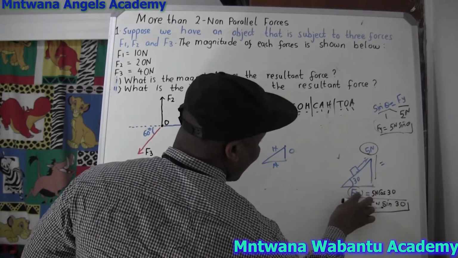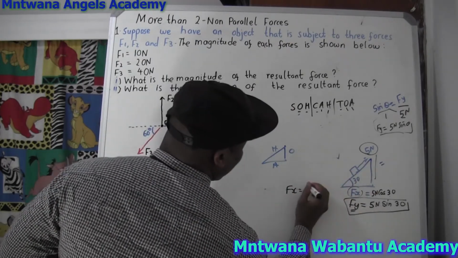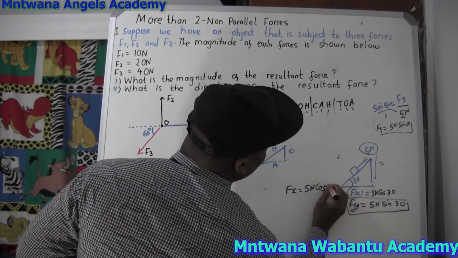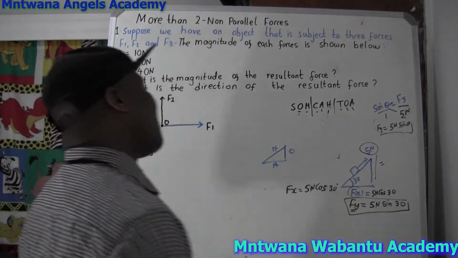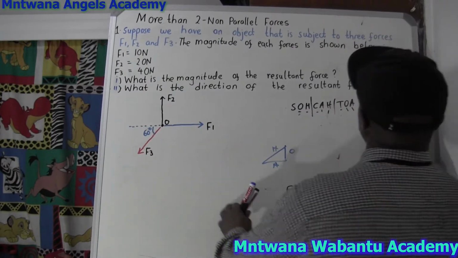If I want to get Fx, take my hypotenuse, which in this case is 5 Newton, multiplied by the cos of the angle, which is 30 degrees. You know what I'm saying? Okay, now just one minute and I'll go back there. Let me show you one more example and then we go back there.